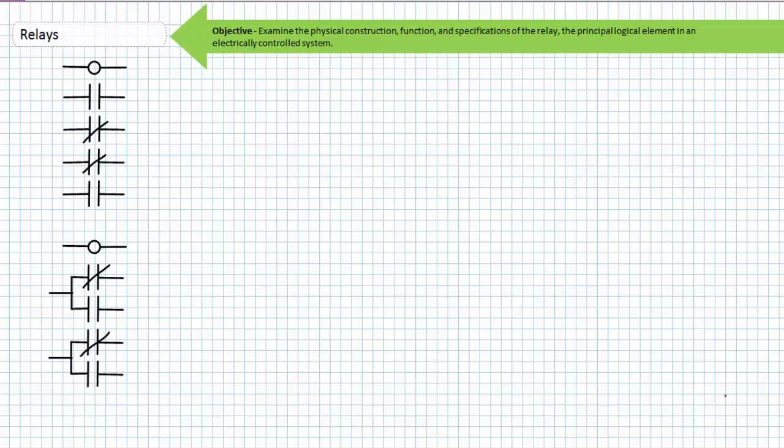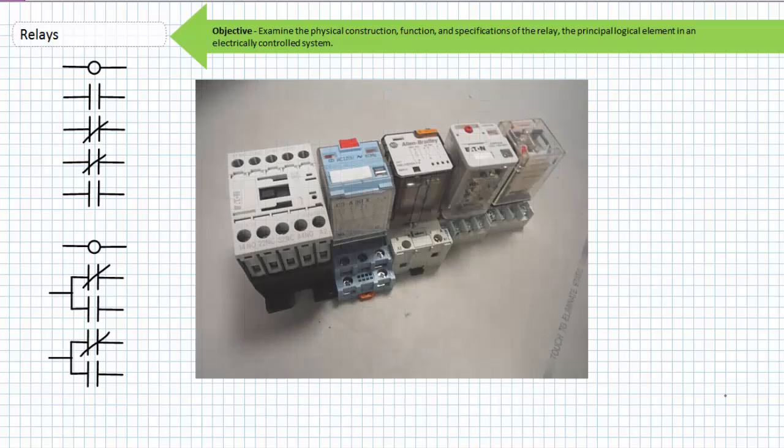Additionally, timer and counter relays allow time and repetition-based functions to be incorporated into an electrically controlled system. We'll look at timers and counters and even solid-state relays with no moving parts in later lectures. Today's lecture deals exclusively with general-purpose electromechanical relays.